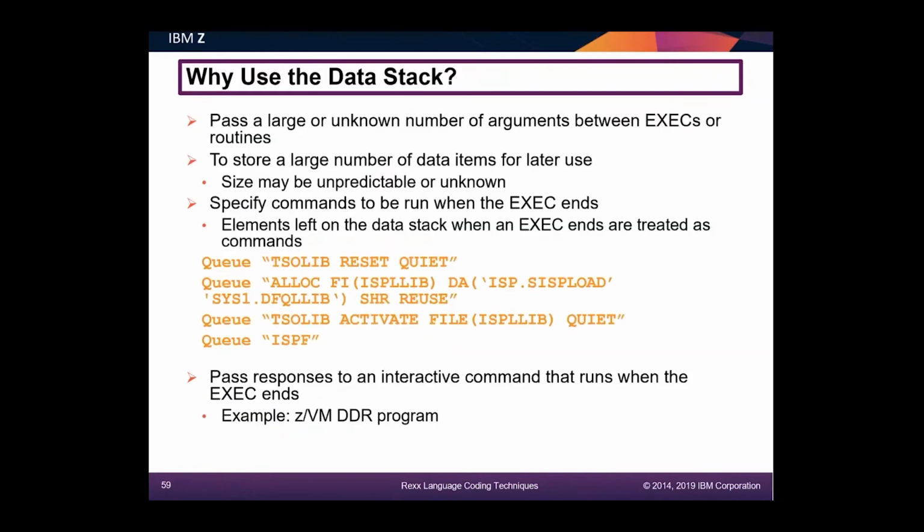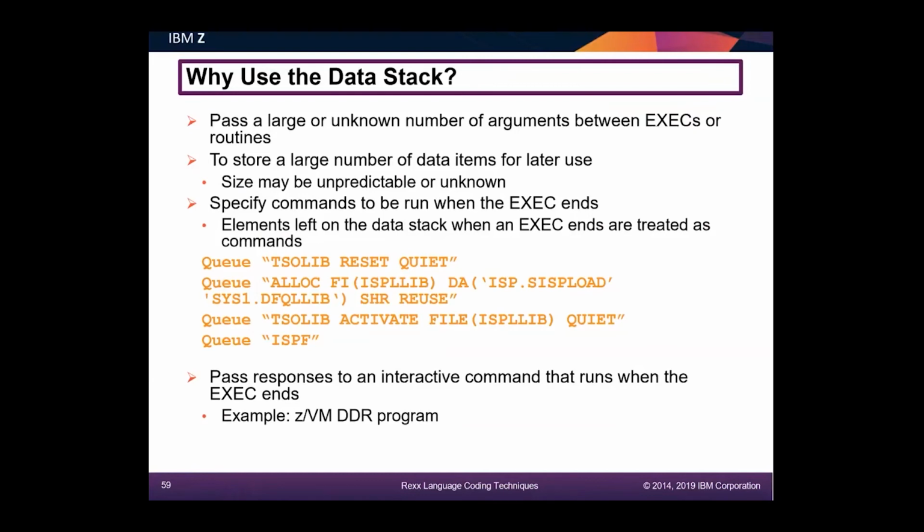Okay, so I've talked about compound variables and I've talked about stacks, and both of them process a large or unknown number of things. So why would I use the data stack? Well, in Rexx, if I want to pass data to another program, I have two options. One is I can pass it as parameters, right? So I just pass some parameters to the other program, and the other program does a parse arg, and it parses the arguments that I passed. But I cannot pass a compound variable between programs. I can only pass single variables between programs.